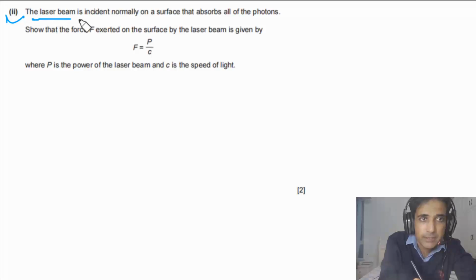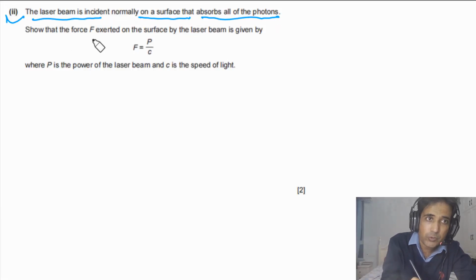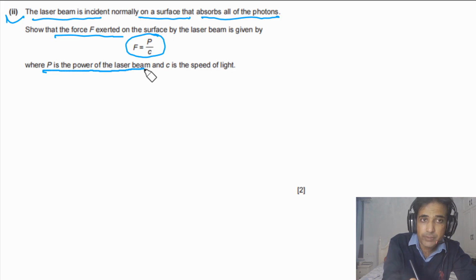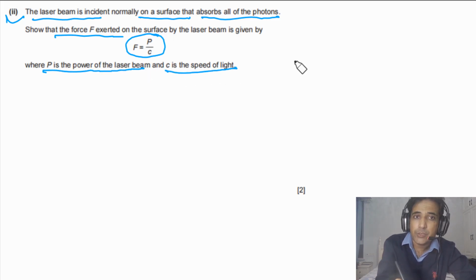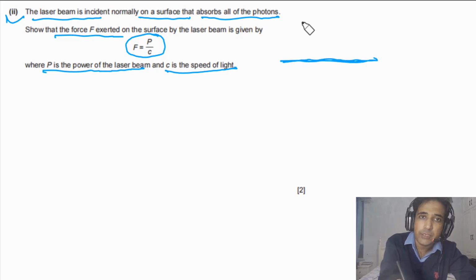The second part says the laser beam is incident normally on a surface that absorbs all of the photons. Show that the force F exerted on the surface by the laser beam is given by F is equal to P over C, where P is the power of the laser beam, not the momentum, and C is the speed of light. So we can sketch first of all. So imagine this one is the surface, and we can imagine a photon like a ball. So this is the photon, it's moving downwards.